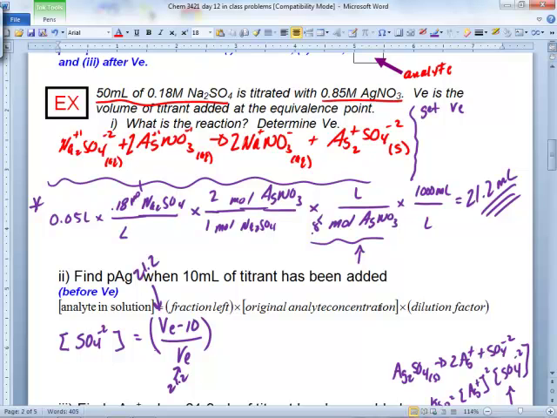Okay. Now, what was the original analyte? What's the analyte again? Sulfate. That's what's in the beaker. That's the terminology, so we've got to stick with it. What was the original sulfate concentration? 0.18. So you put that in.